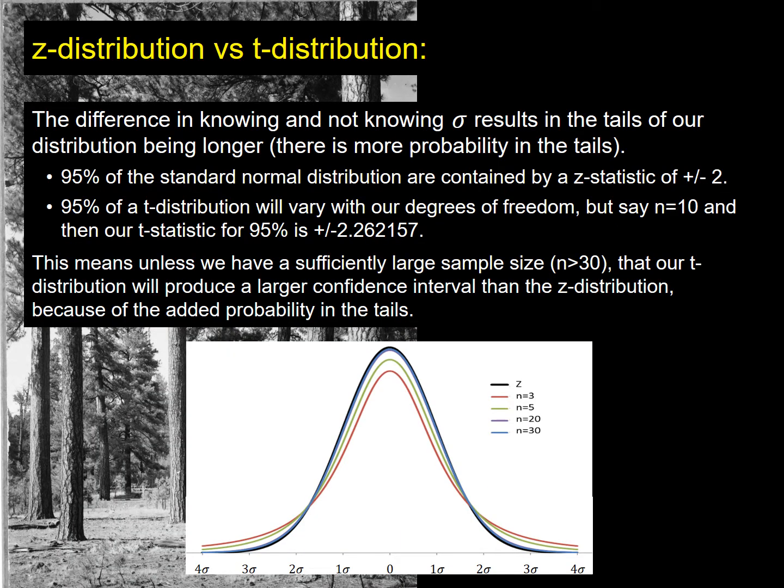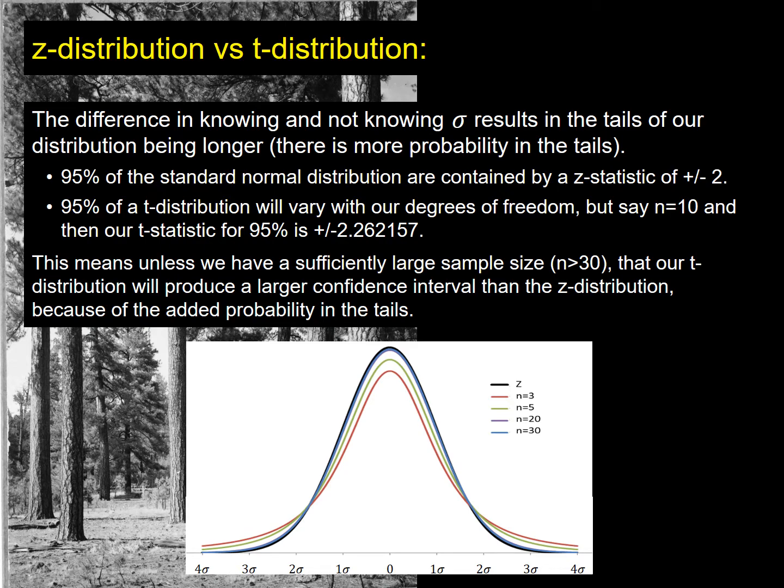The differences we see in this set of curves results in the tails of the distribution having higher probabilities. If we compare the statistics from the Z and T distributions at a 95% probability, the Z statistic is plus and minus 2 standard deviations of the mean, while the T statistic requires us to define our sample size, and if we set it at little n equals 10, we get plus and minus 2.26 standard deviations of the mean.